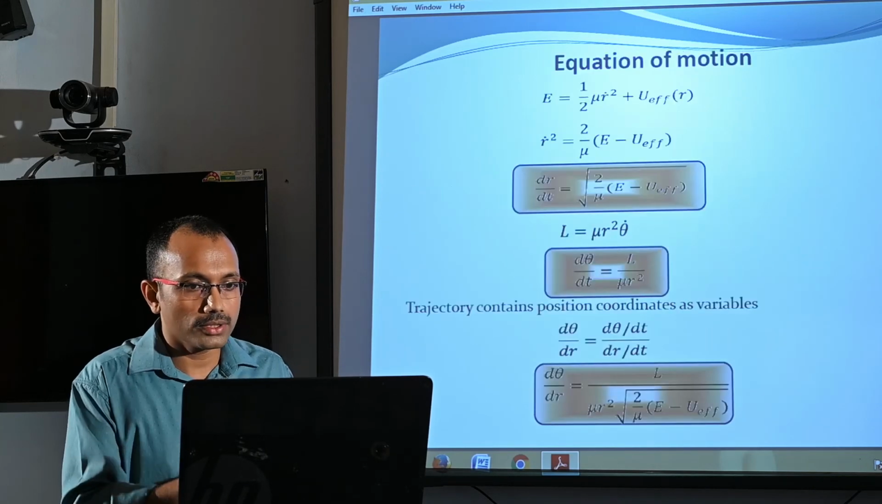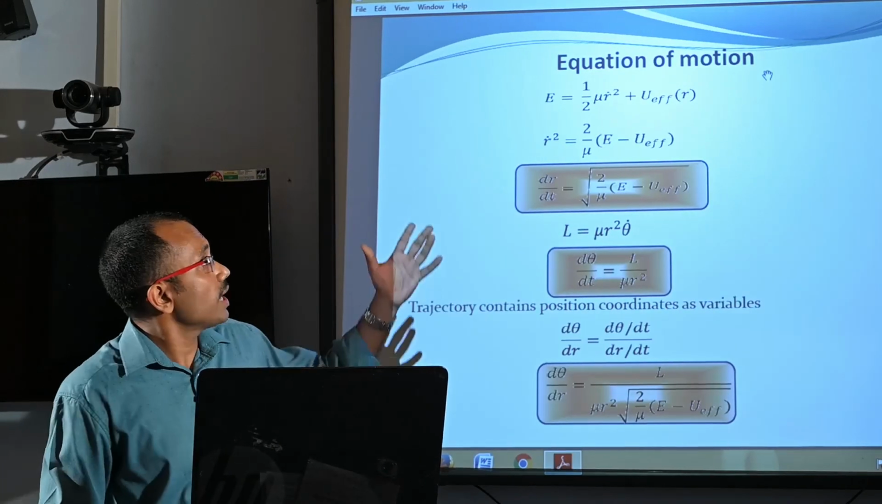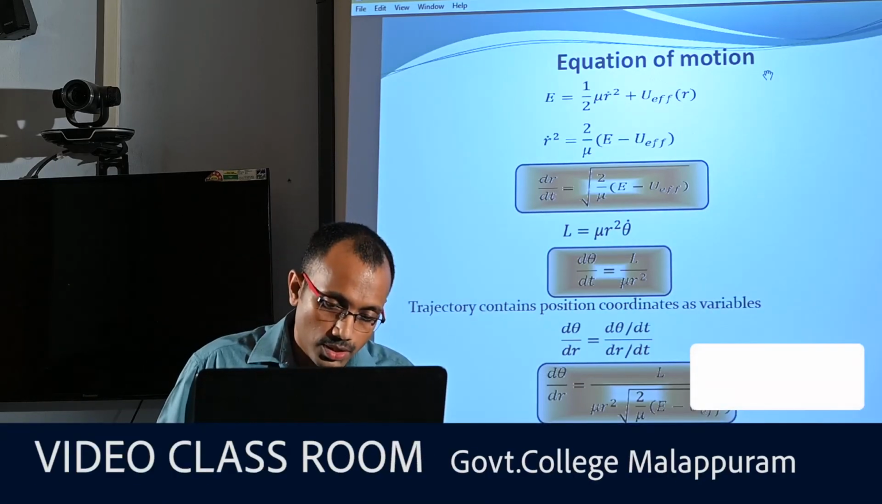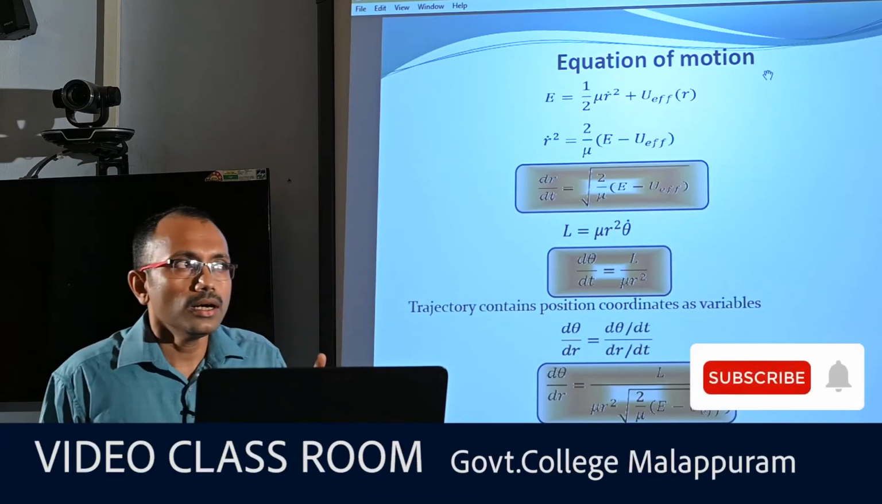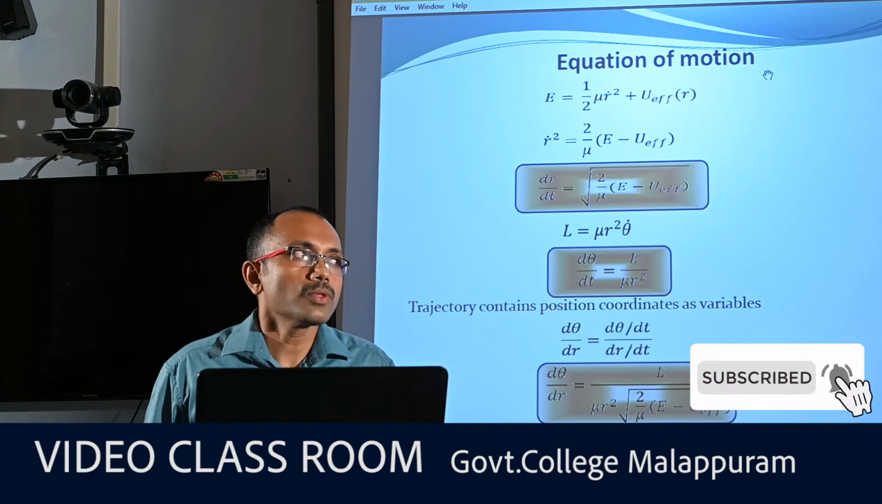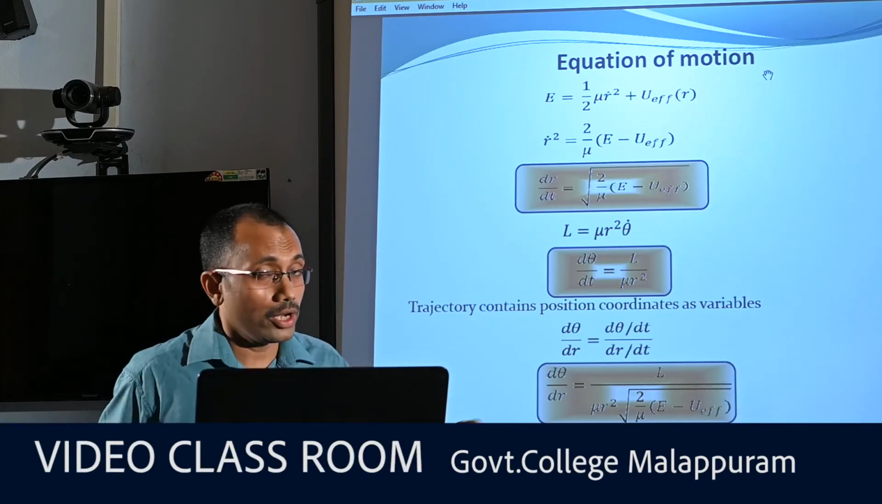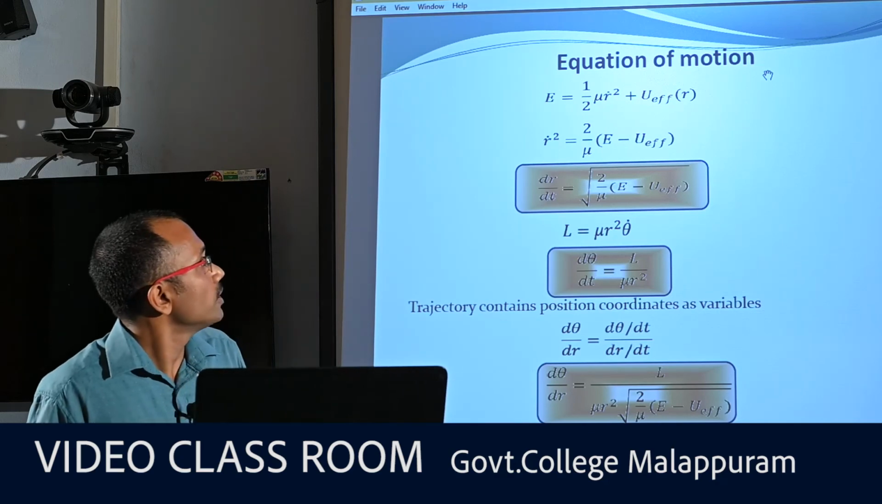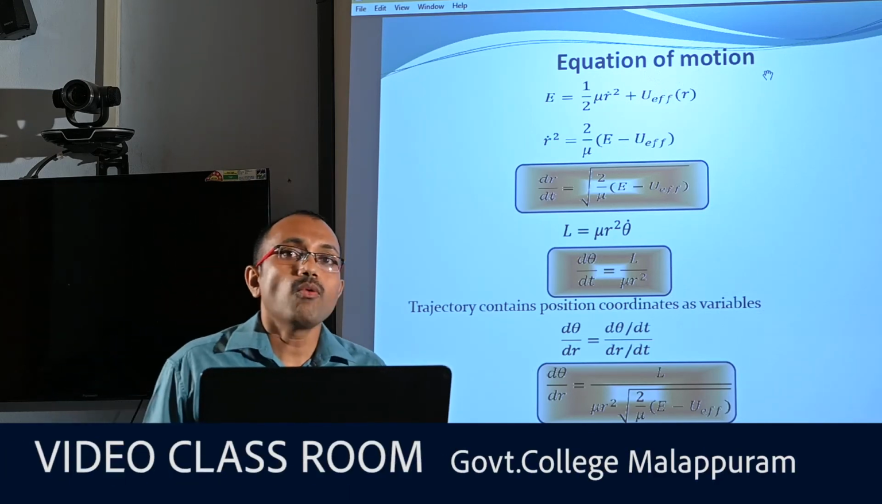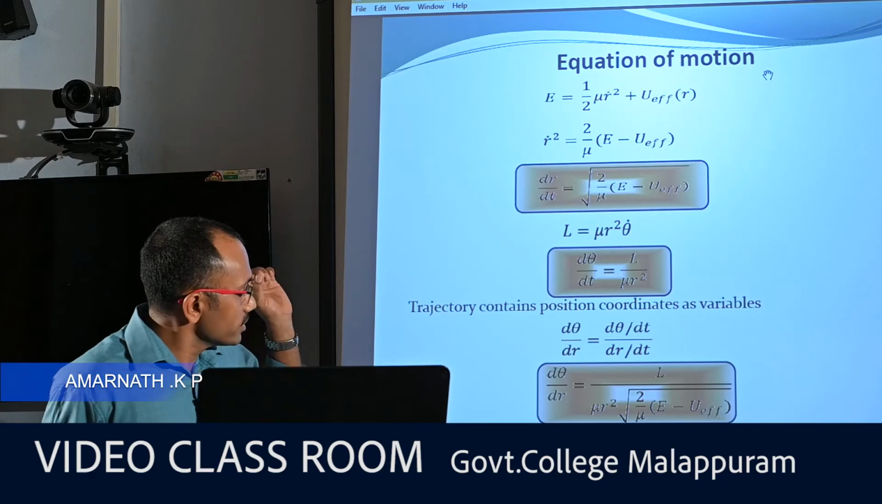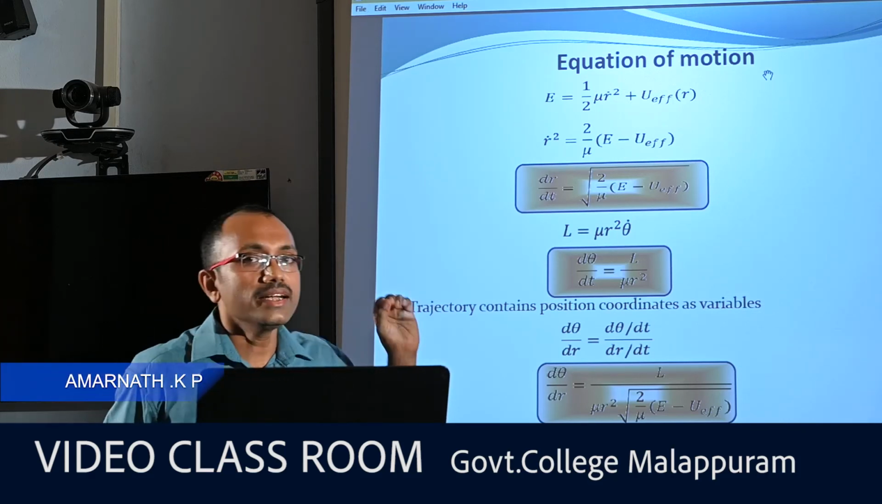So, I can write it like this: mu times r double dot minus r theta dot square is equal to f of r. We are discussing the equation of motion. Here the motion is a two-dimensional motion, so there will be a radial motion and also a motion in theta. So, we are finding the radial velocity, and similarly we are going to find d theta by dt.